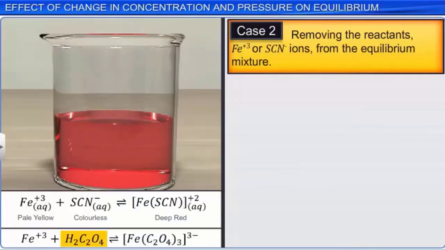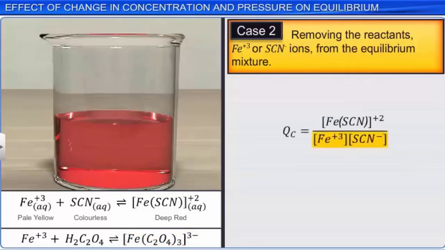Oxalic acid reacts with Fe+3 ions in the equilibrium mixture and forms a stable complex, trioxalatoferrate(III) ion. Due to this, there is a decrease in the concentration of free Fe+3 ions in the solution. This results in a decrease in the denominator value in the expression for reaction quotient. Thus, the value of Qc becomes greater than Kc. When Qc is greater than Kc, the reaction proceeds in the backward direction.